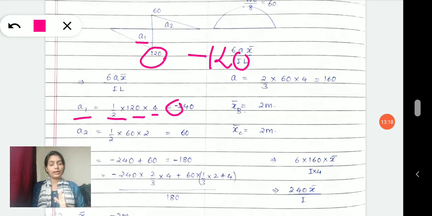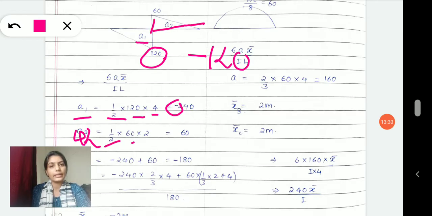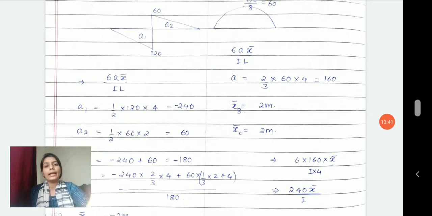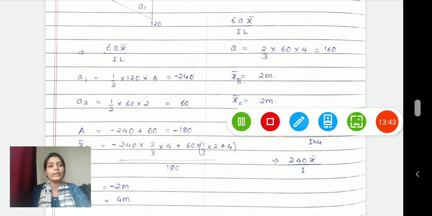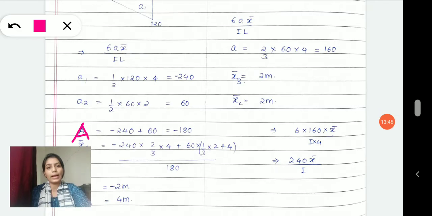I hope you have understood the concept of sagging and hogging. If you know it, then you will understand why I am taking it negative. Then A2 will be 1/2 × 60 × 2, but that I am taking positive because it is on the positive side of my bending moment diagram. Now find the total area of my bending moment diagram: negative 240 plus positive 60 will give me an area of negative 120.